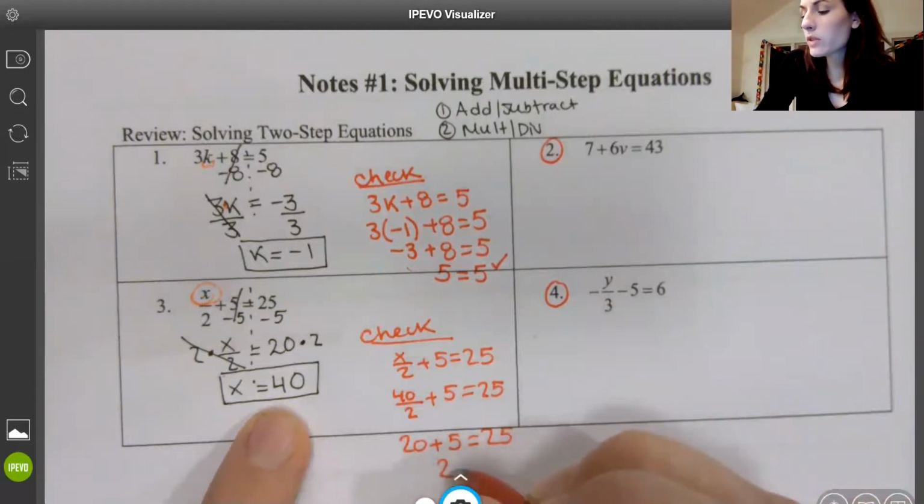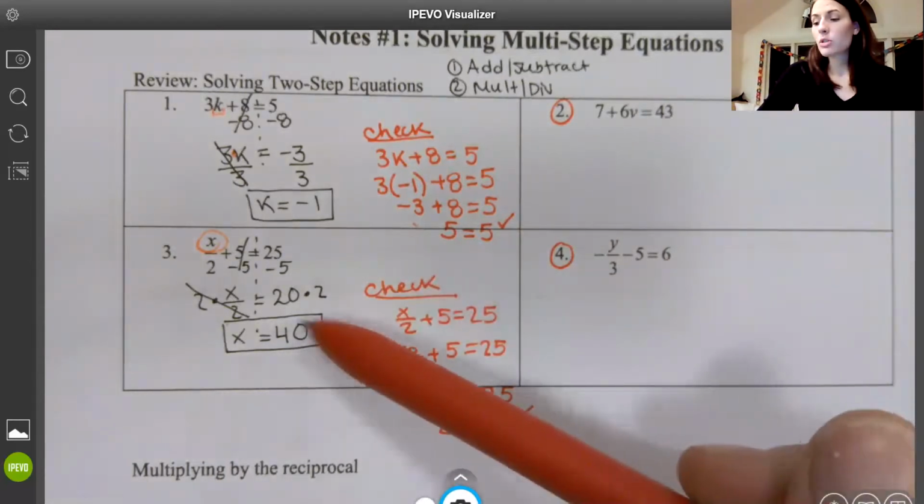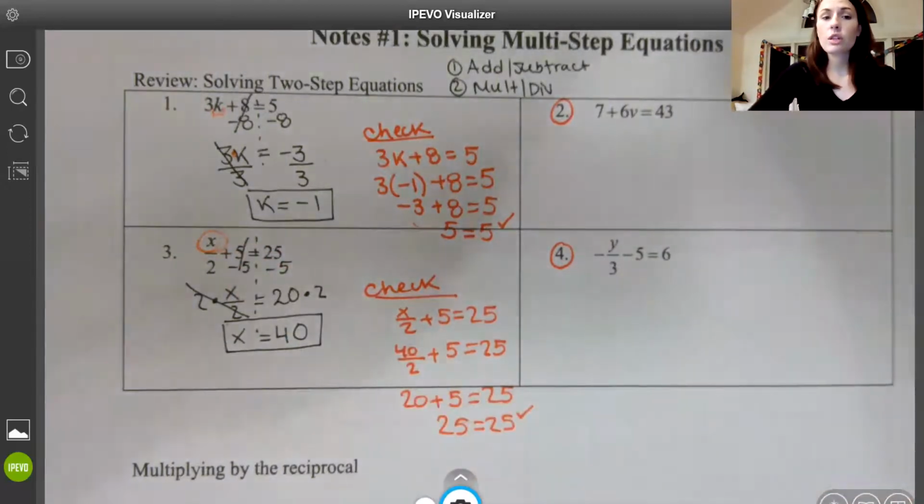And 20 plus 5 is 25. Okay, so again, it's kind of like a way to prove to yourself that you did the work correctly. Again, it's not like I don't need to check it, but it's not a bad idea to check our work. And also, especially if you're doing a worksheet or a checkout or a quiz and you get an answer that seems a little off, one way to see if you are off is to go back and substitute that value into your original equation.